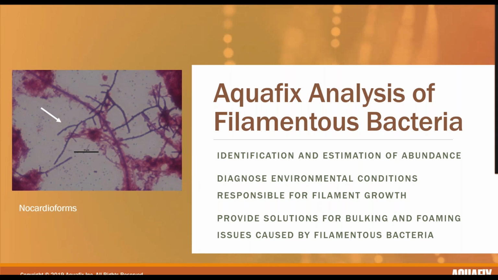Moving on, we can see the arrow is now shifted to another filament within the image, and this is pointing now to nocardioforms. Nocardioforms are a typical foaming and bulking filament, and are also a true branching filament that we can see here. Nocardioforms are typically found in sludge that is experiencing high levels of fats, oils, and greases, as well as old sludge age conditions. So just being able to identify these filaments allows us to know a little bit more about what's going on in the environment of a wastewater treatment plant.